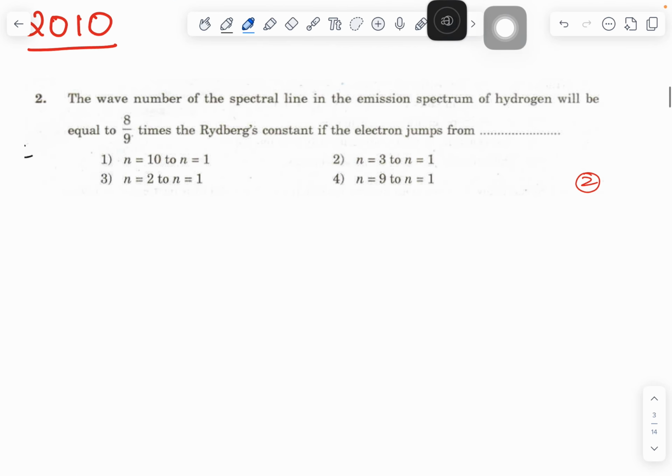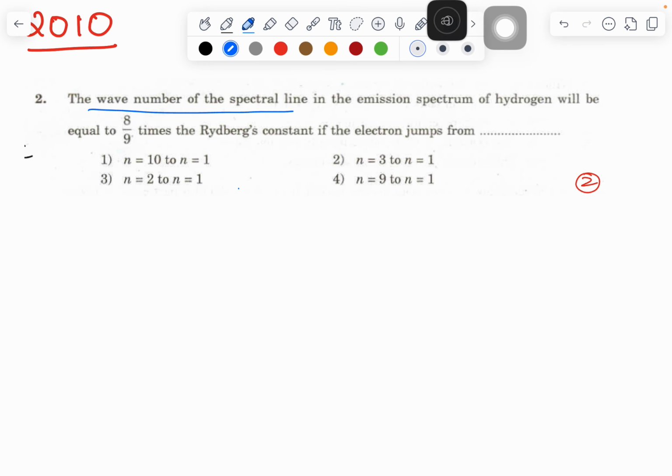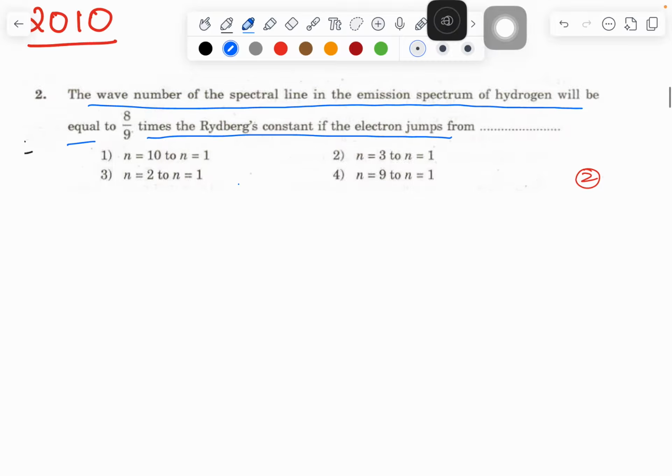Next, a 2010 question. Again it is about the wave number of the spectral line of the emission spectrum of hydrogen, which will be equal to 8 by 9 times the Rydberg constant if the electron jumps around. Now, wave number is inversely proportional to wavelength, that is lambda. There is a formula for this wavelength or wave number, that is R, the Rydberg constant, Z square, in the bracket 1 by n1 square minus 1 by n2 square.